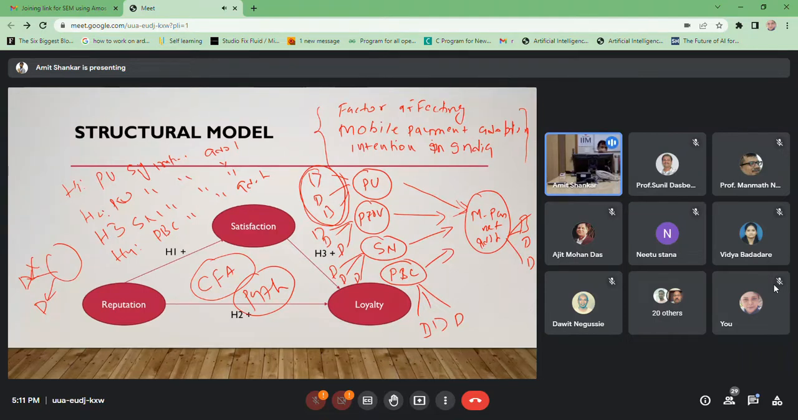In simple words, SEM is nothing but a simultaneous combination of different regressions. In this case, whatever model is on your screen, we can run three regressions simultaneously: one from reputation to satisfaction, second from reputation to loyalty, third from satisfaction to loyalty, which is not possible in linear regression. For linear regression, we have to run three separate linear regressions: first reputation to satisfaction, second reputation to loyalty, and third satisfaction to loyalty. That is the difference between linear regression and SEM. Any other question?